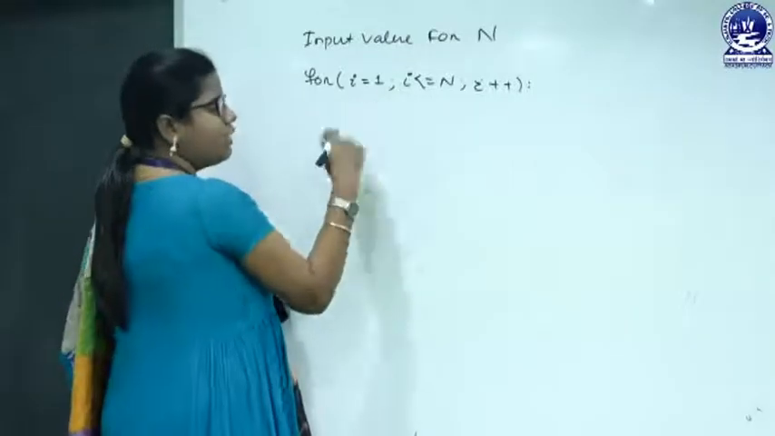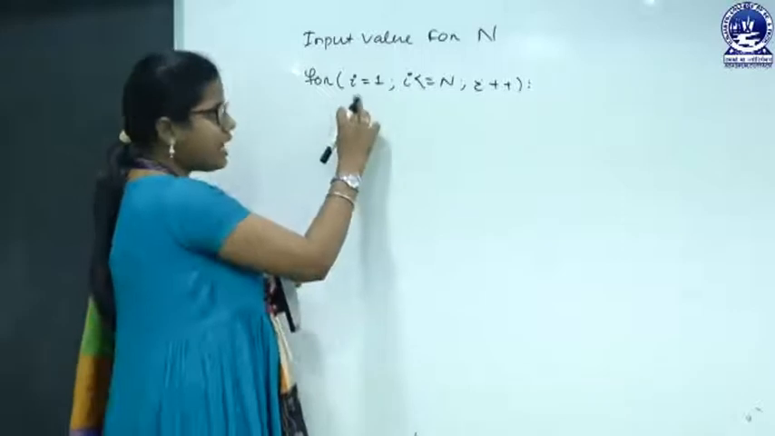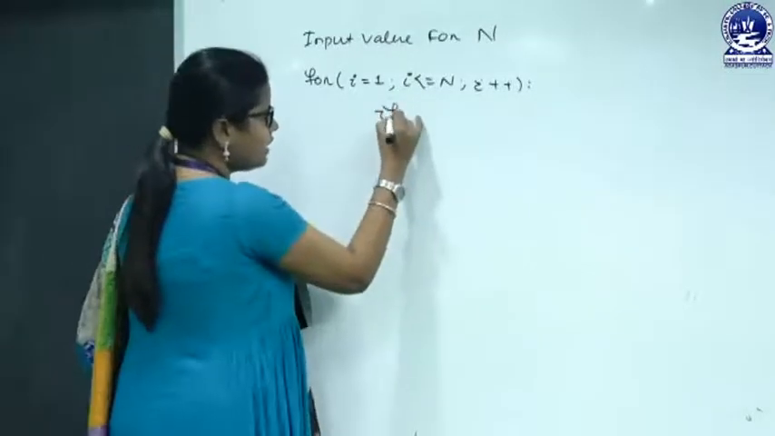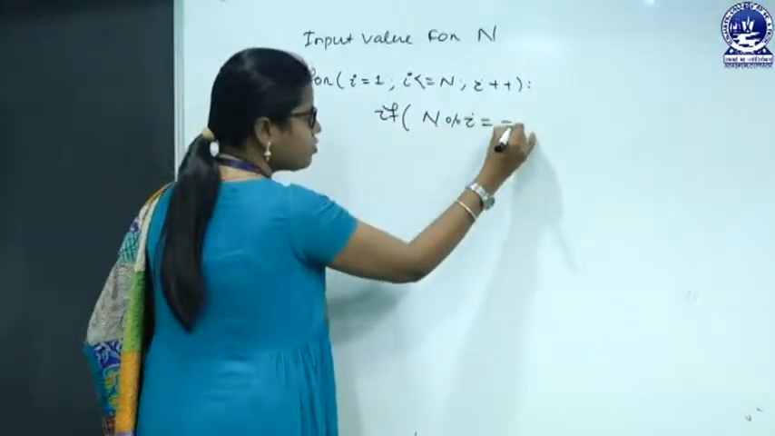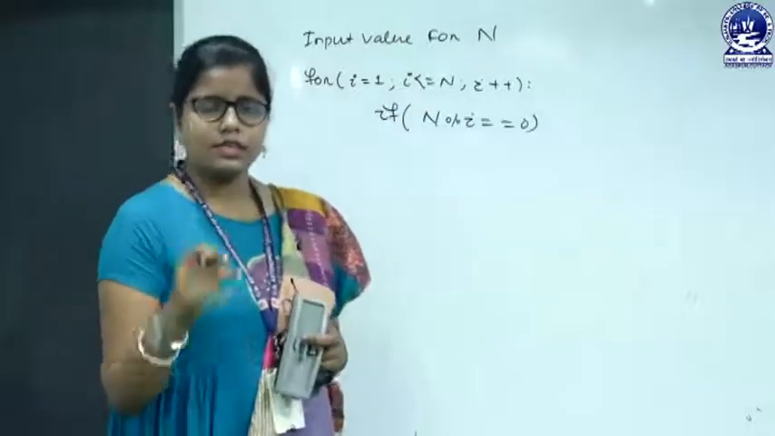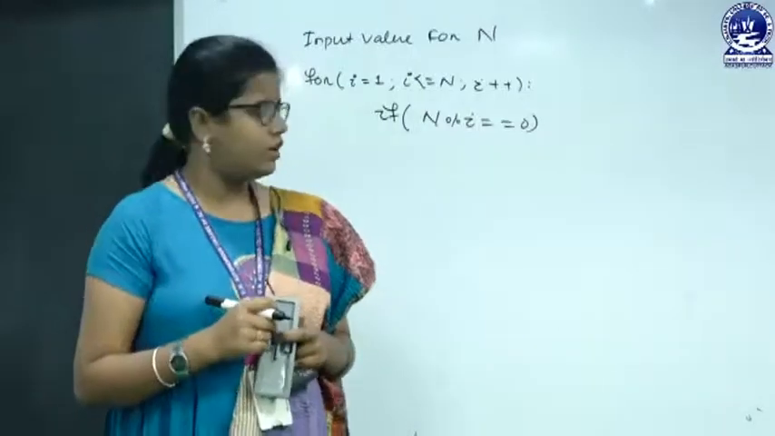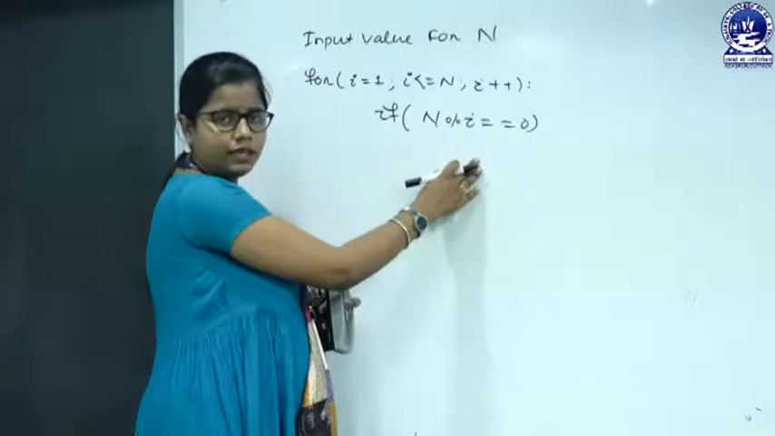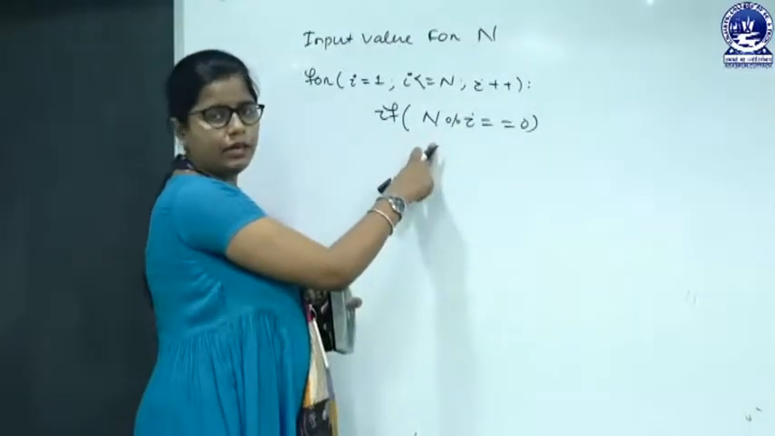So we are checking either this I is the factor of n or not. So that's why we are writing here if n modulo I equals to 0. That means if n is divisible by I, then I is the factor of n. So if it is true, that means n is divisible by I. So now we find that I is the factor of n.